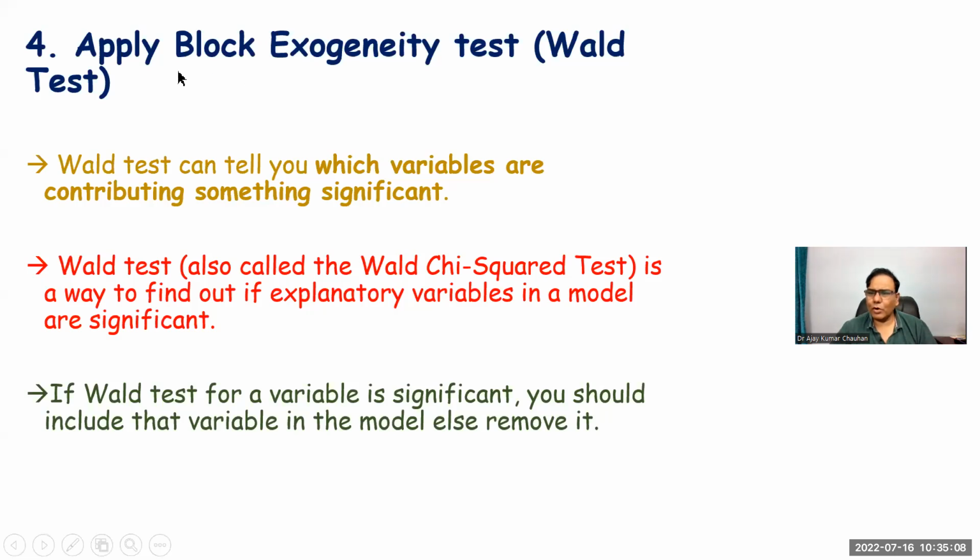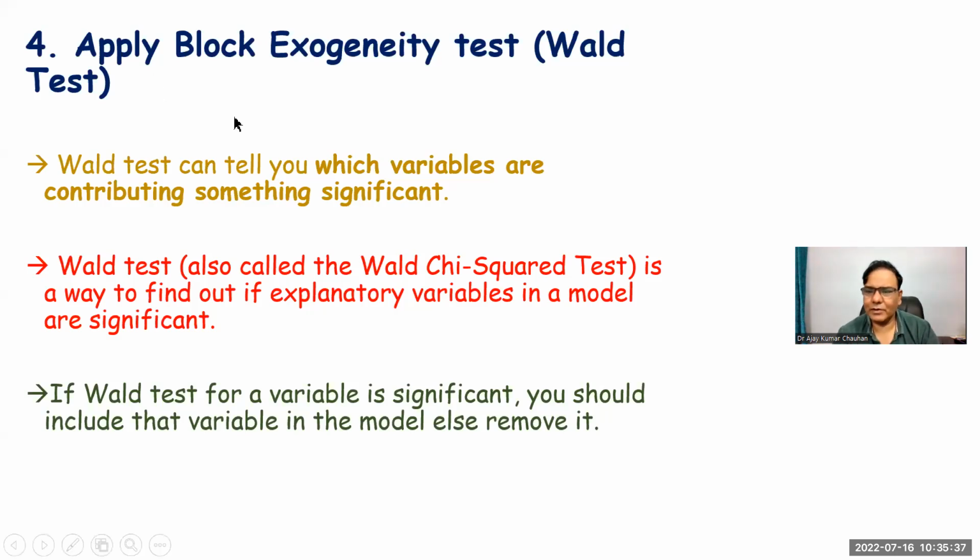And why it is called block exogeneity? Means after controlling the other variables, because this controlling effect was missing in Granger causality and Toda-Yamamoto test. We cannot control other variables. So this is the limitation of those tests. But here we are having the advantage that we can control all other exogenous variables and find out the impact of X on Y.